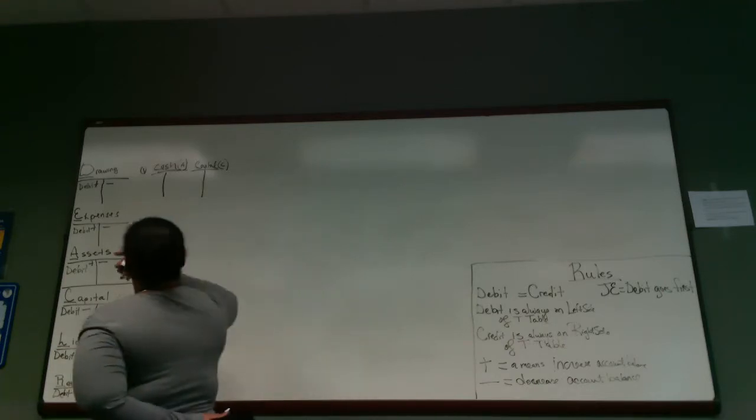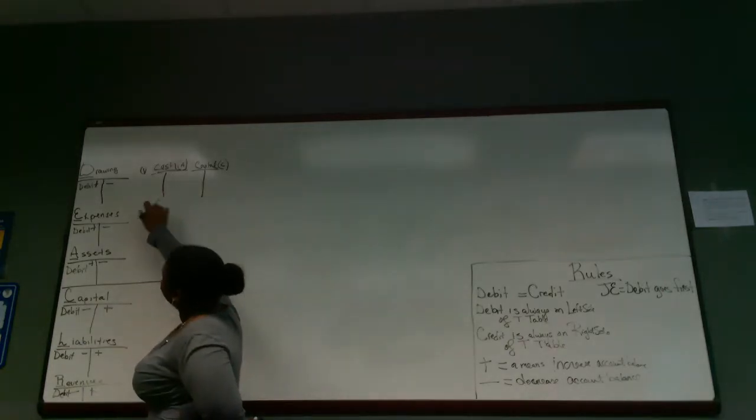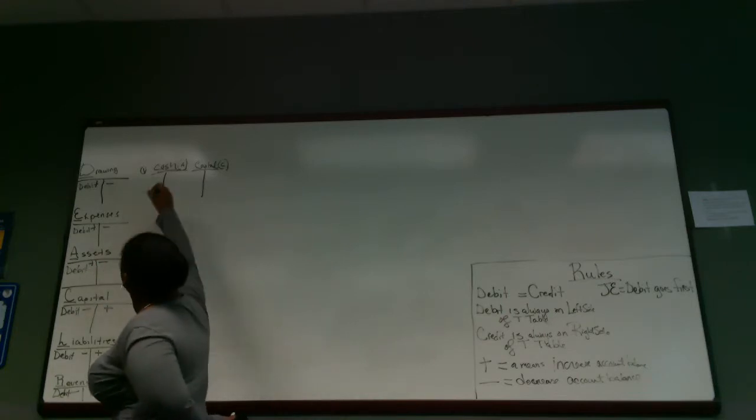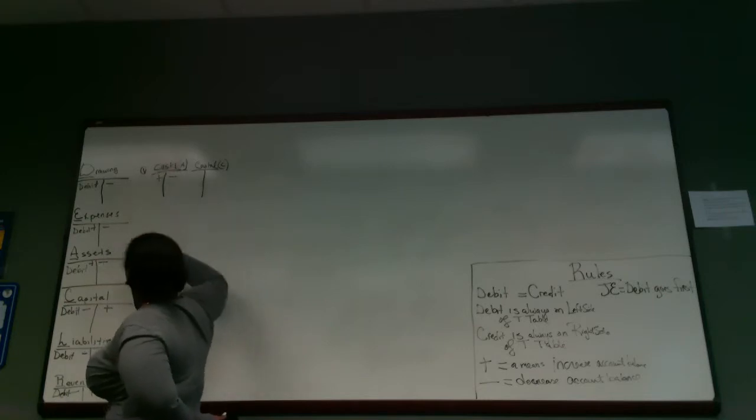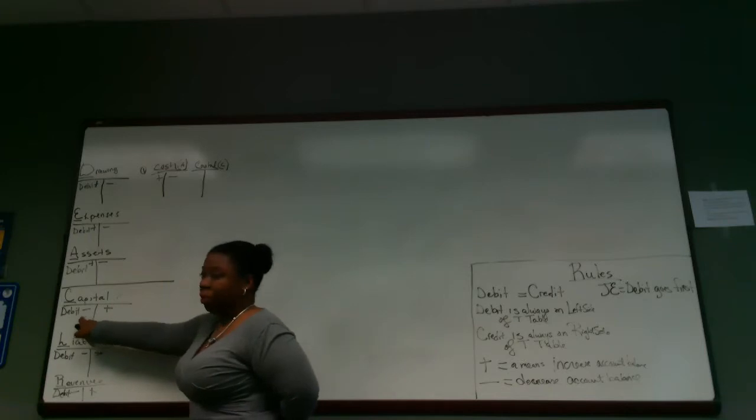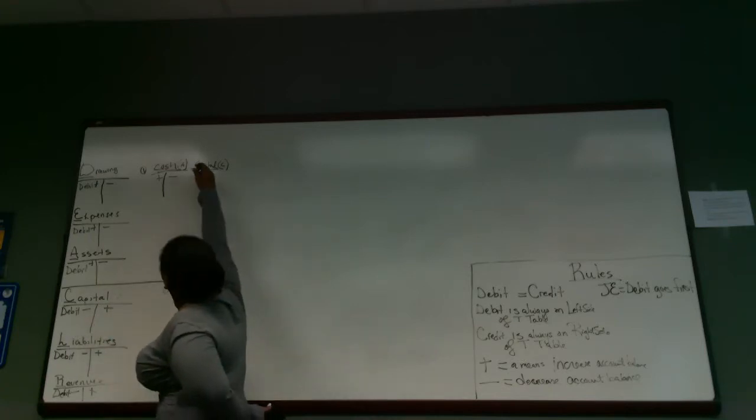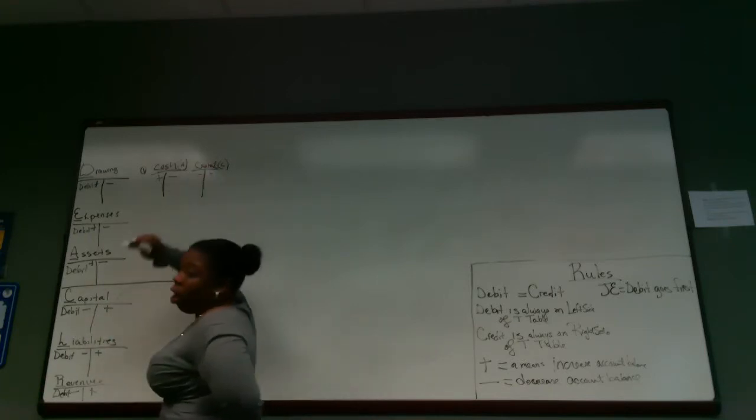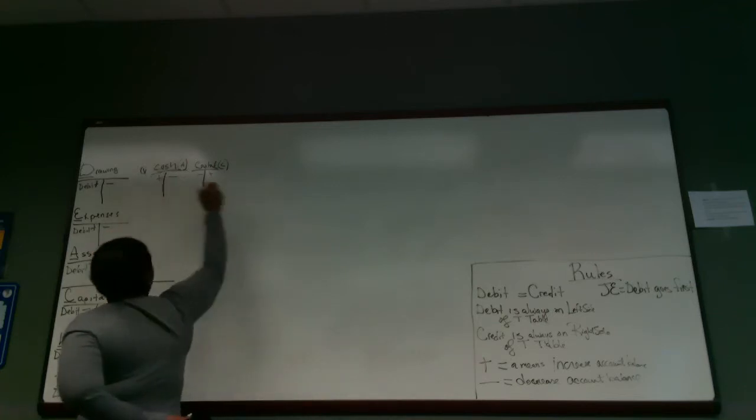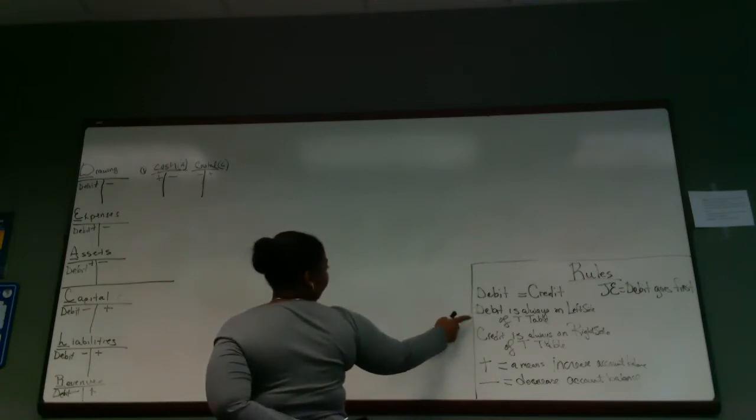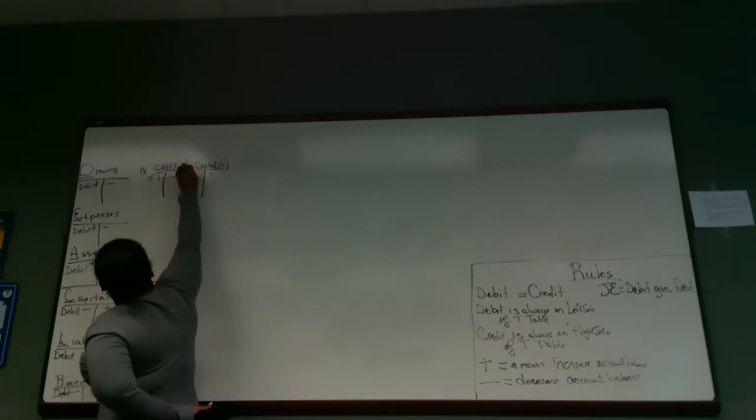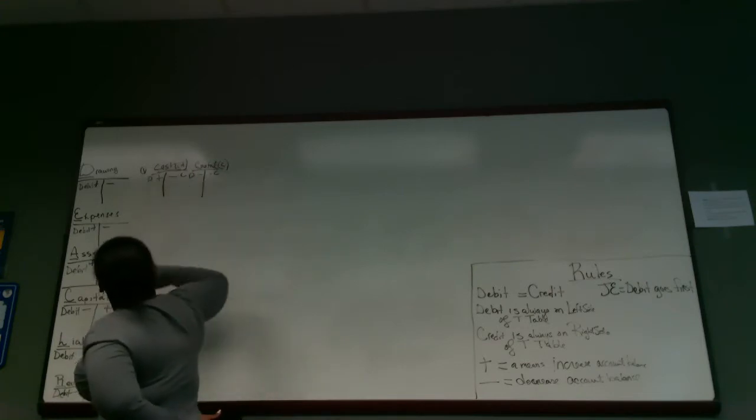So, cash is an asset. Here are my assets. Assets are plus minus. Capital is capital. Capital is minus plus. Always know where your debits and credits are, and they're always going to be in the same place. Left hand side, debit. Right hand side, I'm sorry, it's credit.